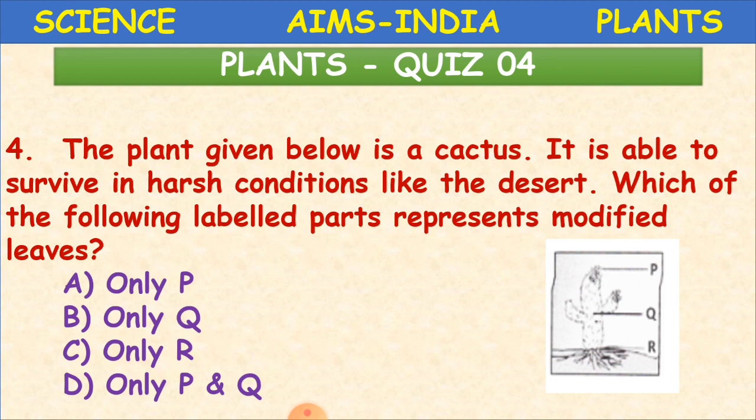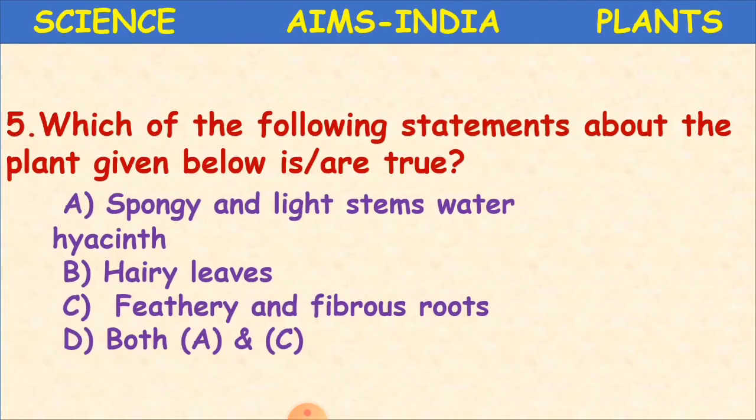R is of roots, Q is of stem, and P is of some pines, like leaves, pines. Okay. Then which one is going to represent the modified leaves, children? As we learned, yes, it is Q. It is Q, that is stem. Clear, children? Yes. The next question now.